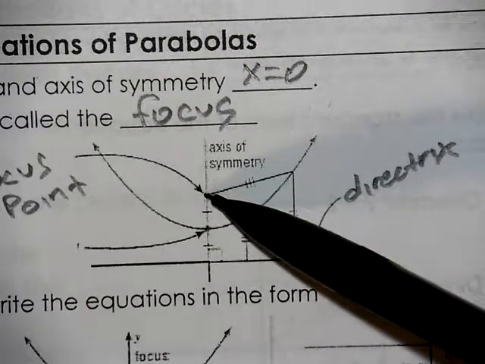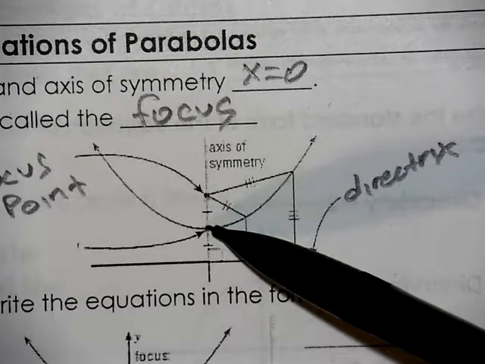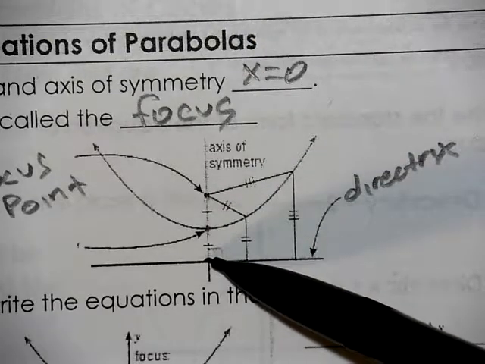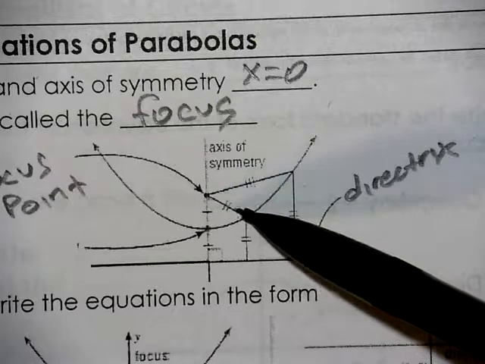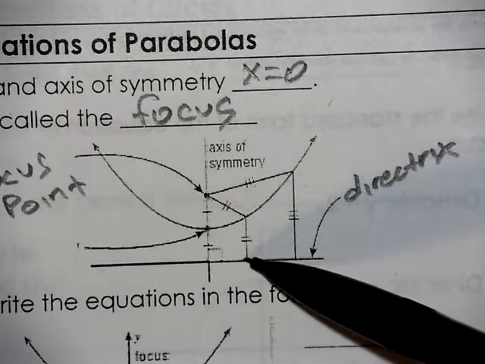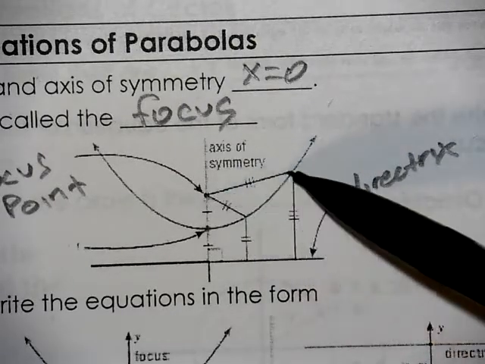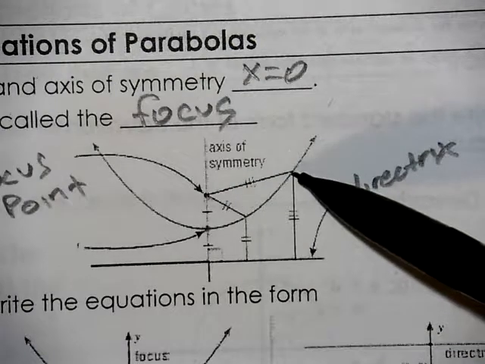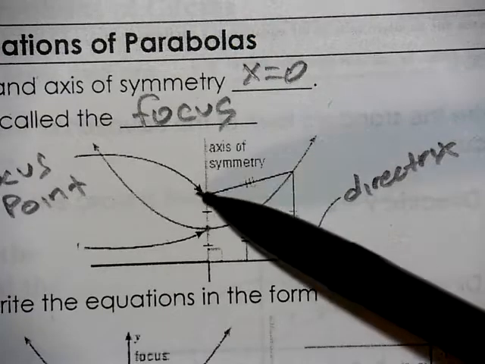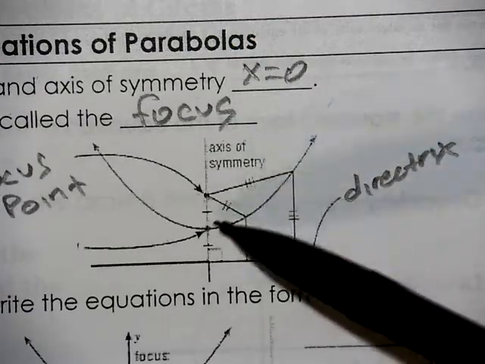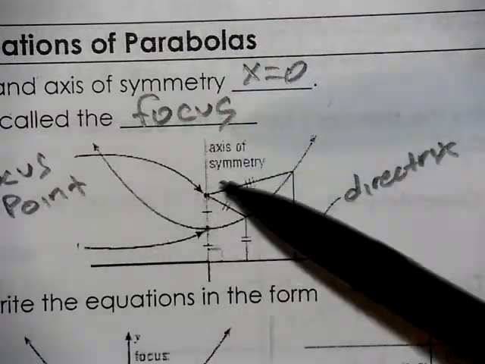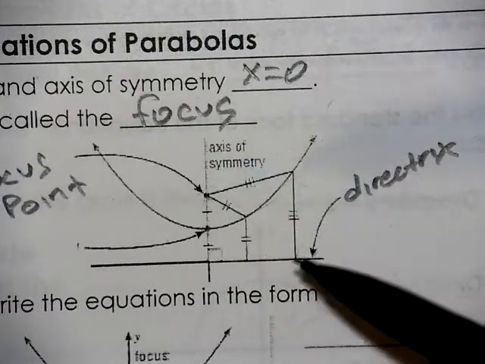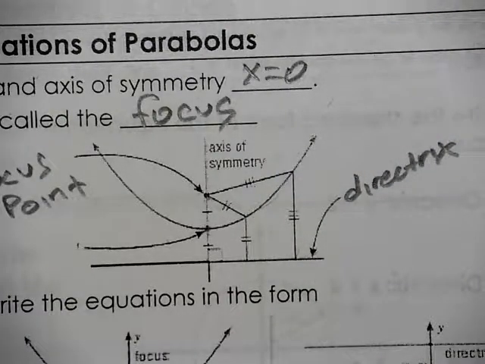So if you measure 1 unit away, you're going to measure 1 unit away to get to the directrix. If you measure 2 units, you're going to measure 2 units to get to the directrix. However far you measure, you always measure perpendicularly to the directrix, and it keeps making all the points that are the same distance away from the focus and the directrix.